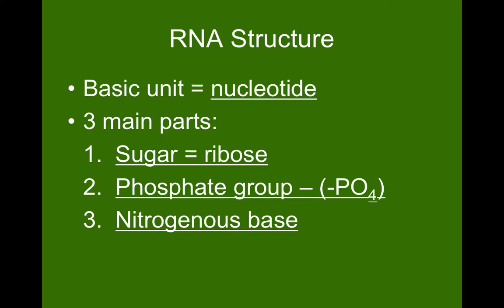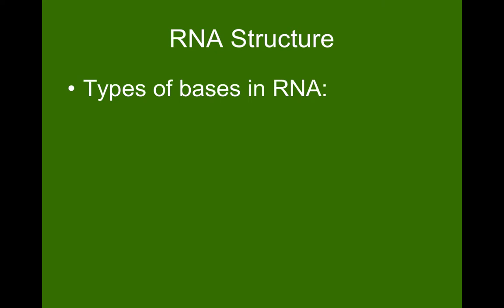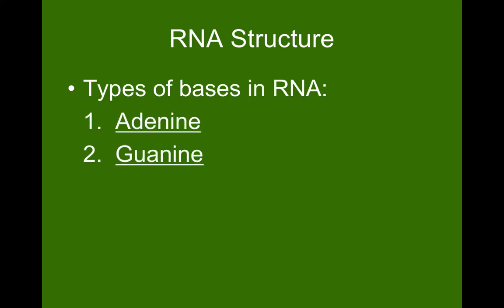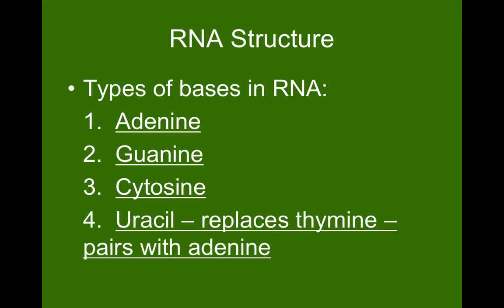Now again, just like in DNA, that nitrogenous base is what makes each nucleotide different from one another. And there's also some differences here in the nitrogenous bases. In RNA, we have adenine, which is the same. We have guanine, which again is also found in DNA, as well as cytosine. But the fourth base is different. This one is not found in DNA, and that is uracil.